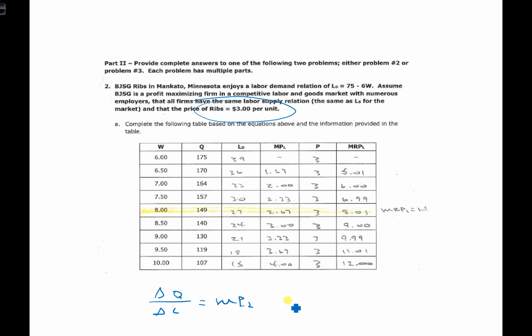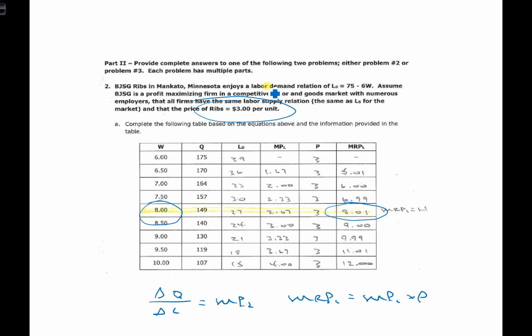And then the marginal revenue product of labor is equal to the marginal product of labor times the price. So that becomes 1.67 times 3, or 5.01. 2 times 3, 6, and so on. What we get to, if you're looking at this carefully, is we get to a point where the wage can be observed to be virtually equal to the marginal revenue product of labor.